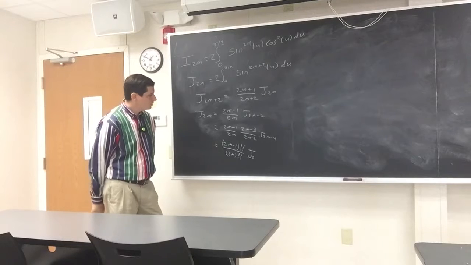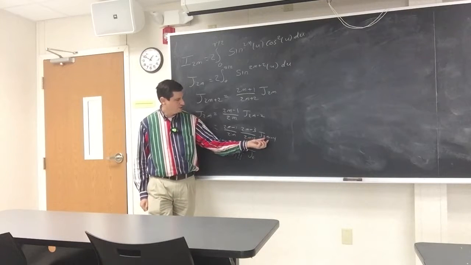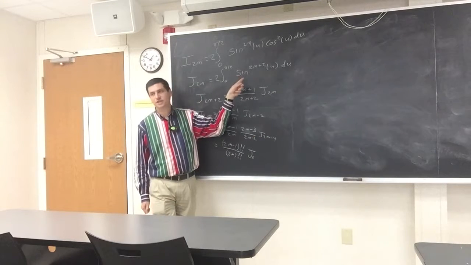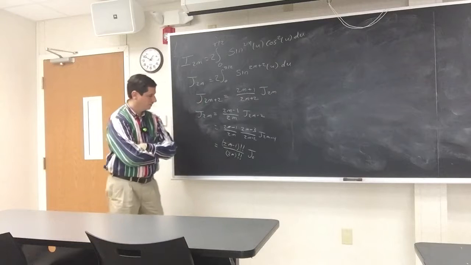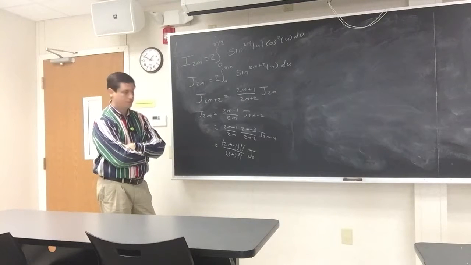So we have to be careful as to how far we go. We want to keep going all the way down until we have a j of 0. Well, what would it mean for j of 0? That would mean an integral of sine squared. Okay, well, 1 over 2m. I'm sorry? Oh, never mind. Okay.